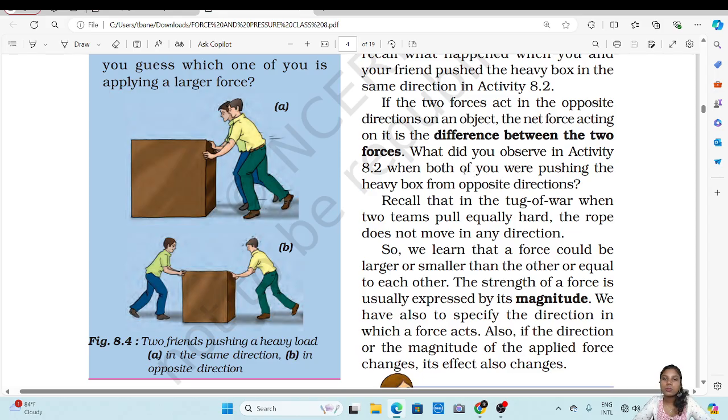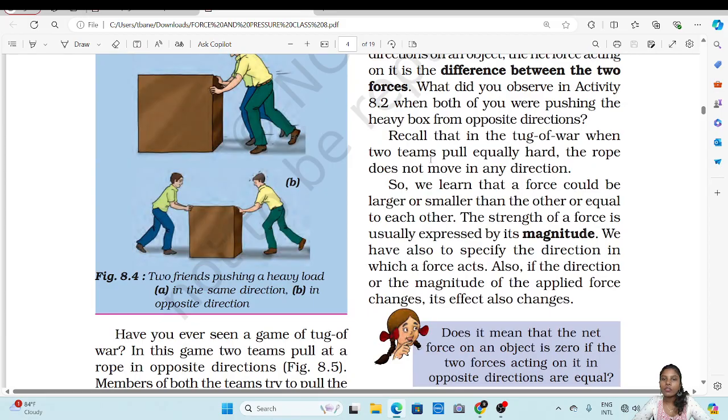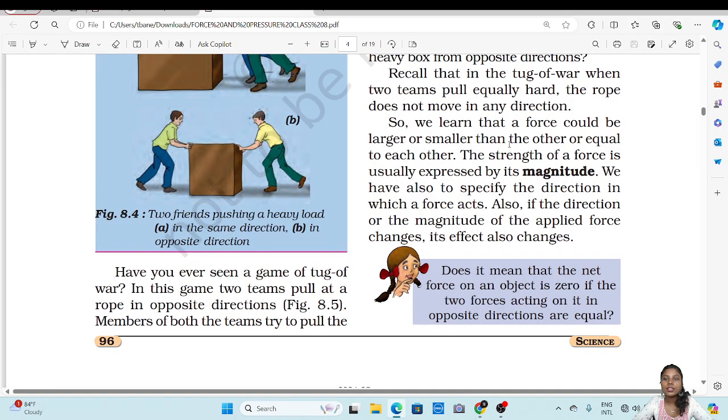Now, what did you observe in activity 8.2 when both of you were pushing the heavy box from opposite directions? The box was not moving because I am applying force in this direction, and equally the person on the opposite side is also applying force in the other direction. So the box was not moving. Recall that in the tug of war, when two teams pull equally hard, the rope does not move in any direction. In that case, we say the force applied on both sides is equal.